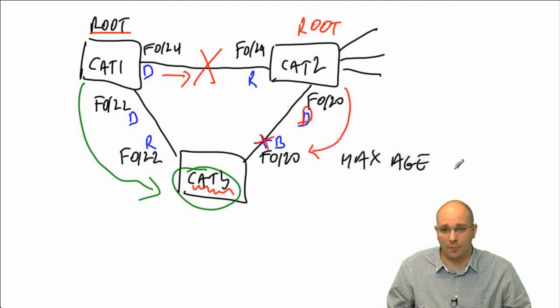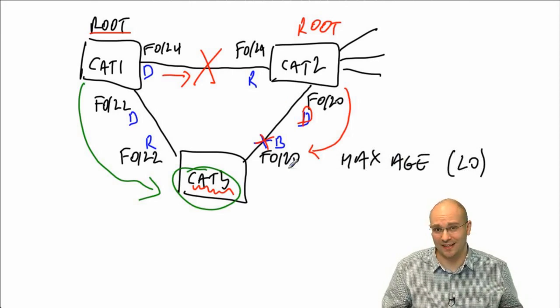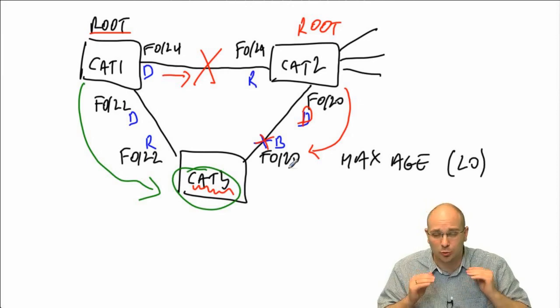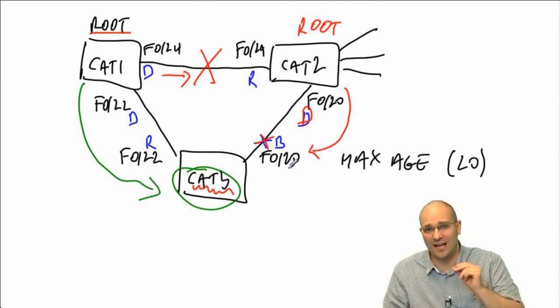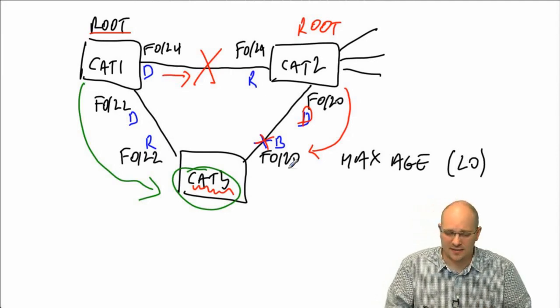The max age by default is 20 seconds. Once these 20 seconds expire, well, it's not exactly 20 seconds. I should make it clear that there is going to be the time between the previous frame being received and the 20 seconds, but it's going to be around 20 seconds, but not exactly. This timer is max age minus the lifetime of the frame. But those are really semantics.